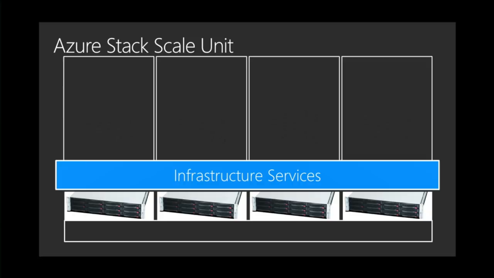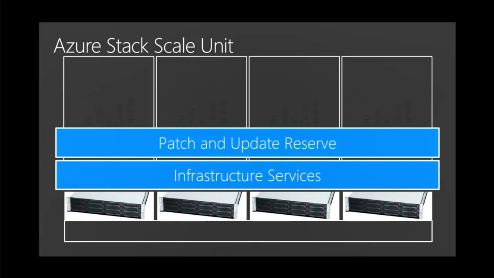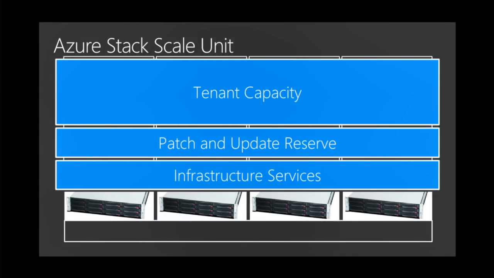In this example, just to quickly illustrate, we run some of that infrastructure on the 4 servers. As I mentioned, we also hold back some capacity for patch and update, so we can live migrate VMs around within the system and try to keep them up and running. So we hold a little bit back for that, and then the rest of it's left over for the tenant or user capacity in the system.